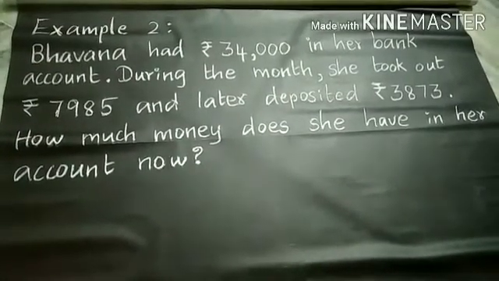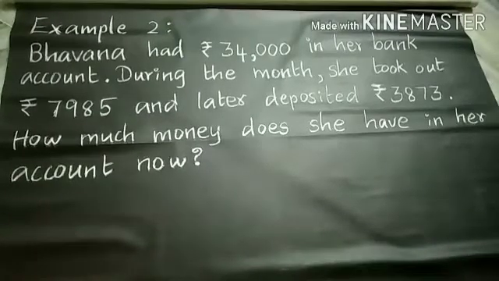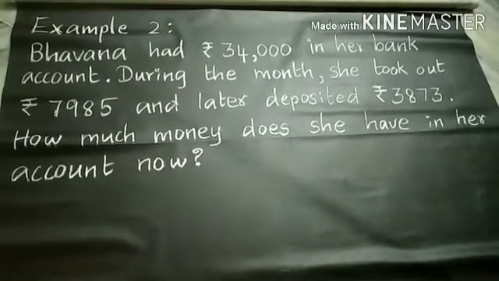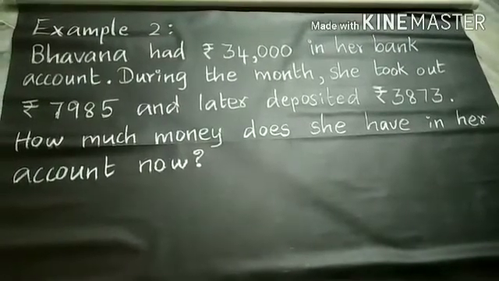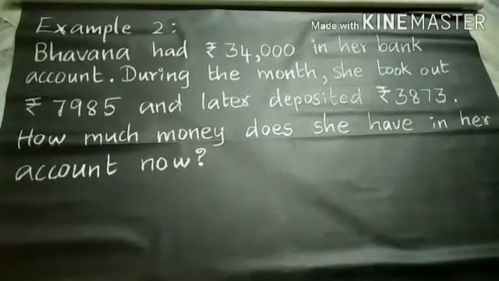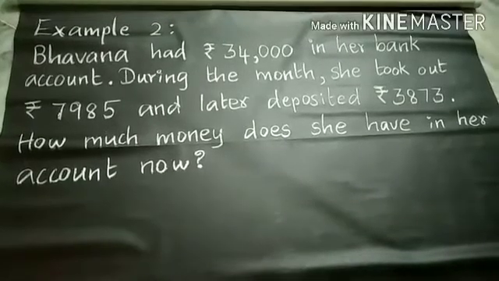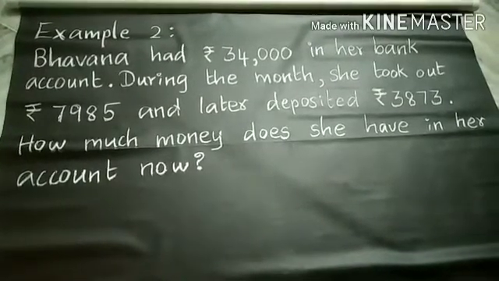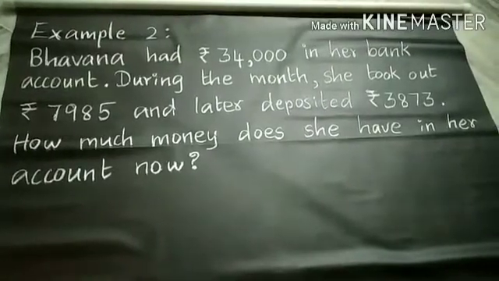Example 2. Bhavana had rupees 34,000 in her bank account. During the month, she took out rupees 7,985 and later deposited rupees 3,873. How much money does she have in her account now? Students, what do you understand from this question?